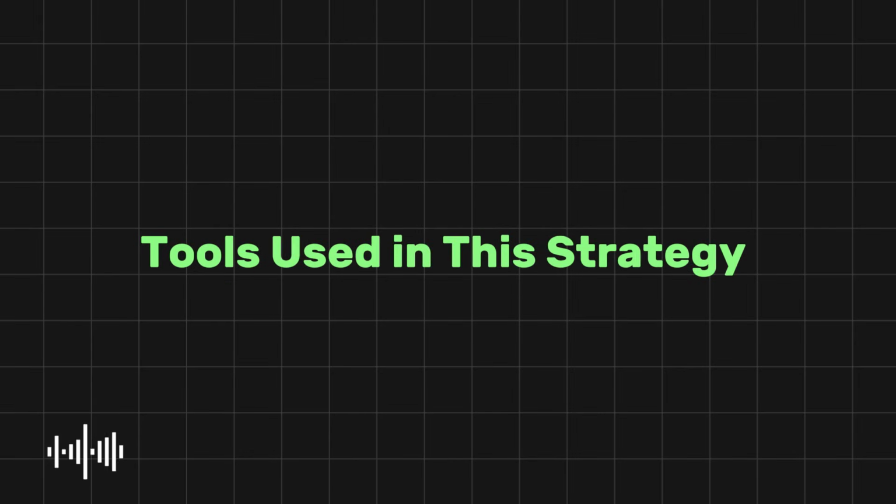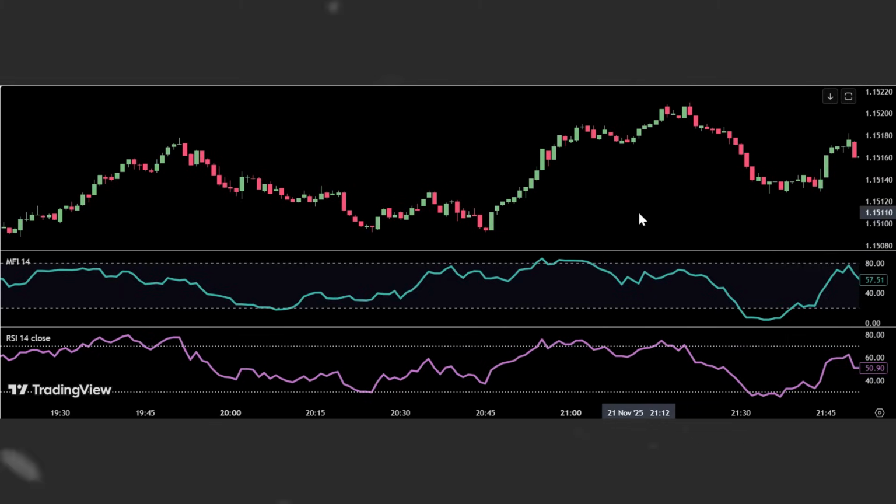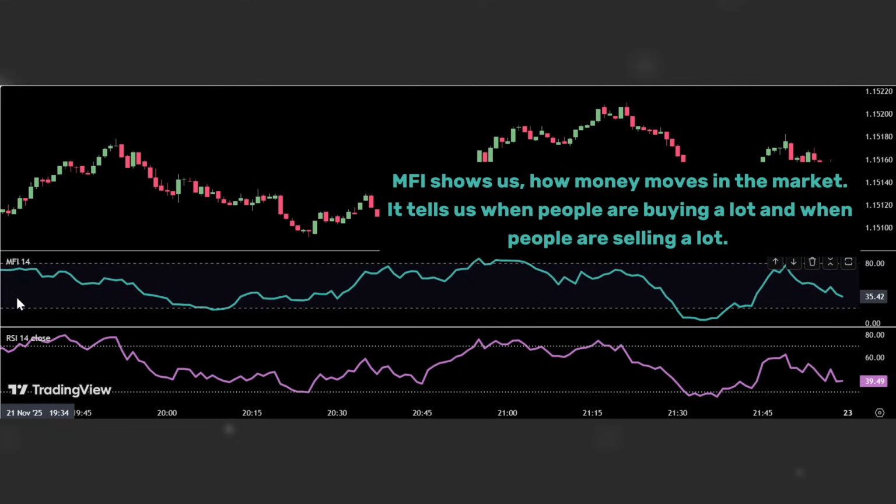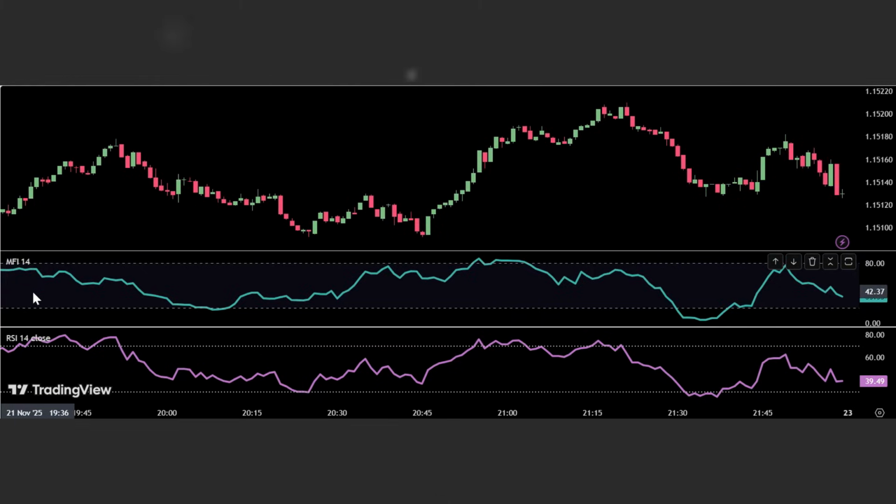Tools used in this strategy. Now let's talk about the tools we use in this strategy. First, we have the Money Flow Index or MFI. MFI shows us how money moves in the market. It tells us when people are buying a lot and when people are selling a lot. This is very important because it gives us the first signal about market direction.